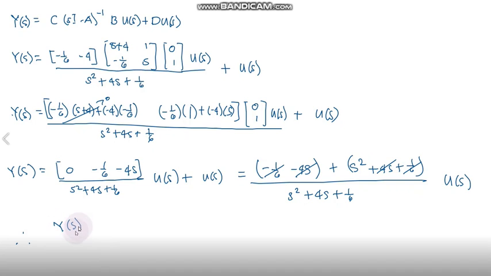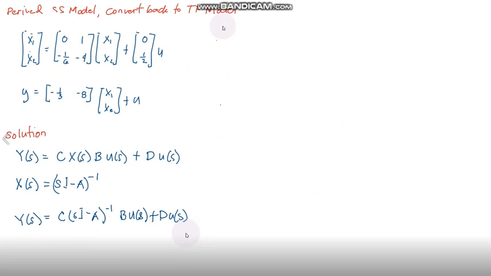And therefore we have our Y(s), and then we transpose U(s) to the other side. So this is now the output Y(s) over input U(s) is equal to s squared over s squared plus 4s plus 1 over 6, our original transfer function.